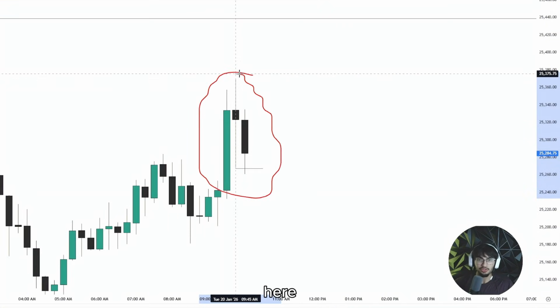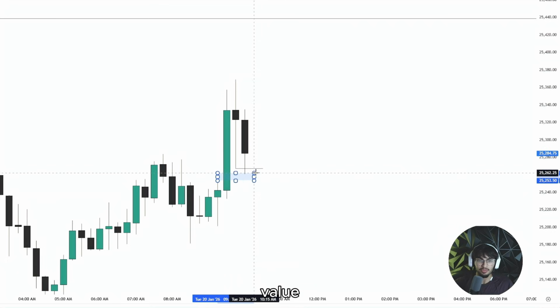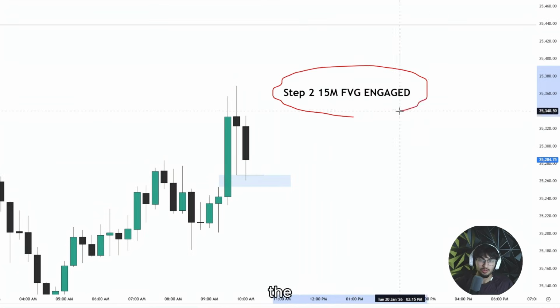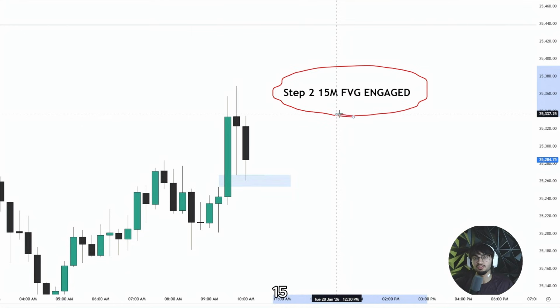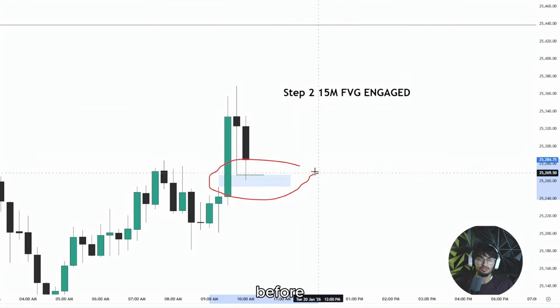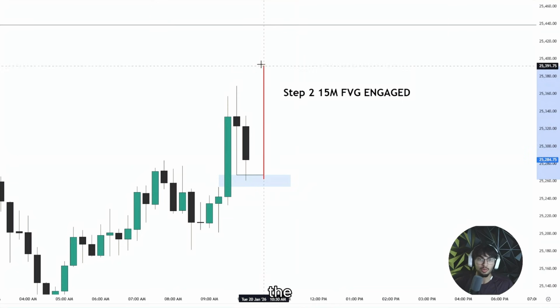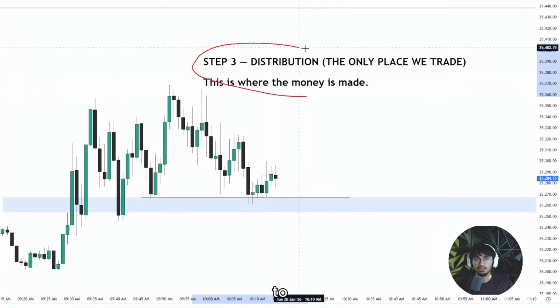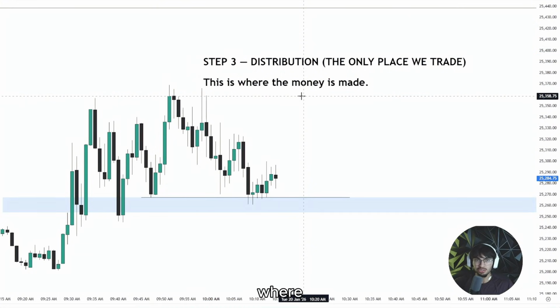In our example right here, we have a 15-minute fair value gap resting down below this morning range low. This brings me to step 2 of the 10 a.m. AMD model, where we need a 15-minute fair value gap to be engaged before price can actually continue towards the real drawn liquidity. And now we're on to step 3, the distribution, and this is the only place we trade. This is where the money is made.